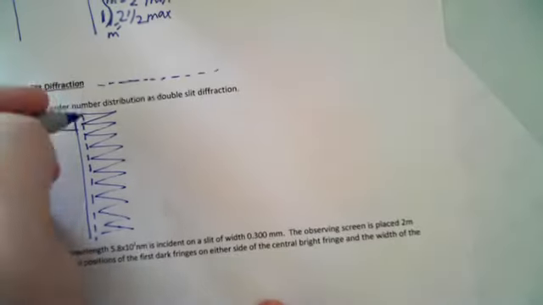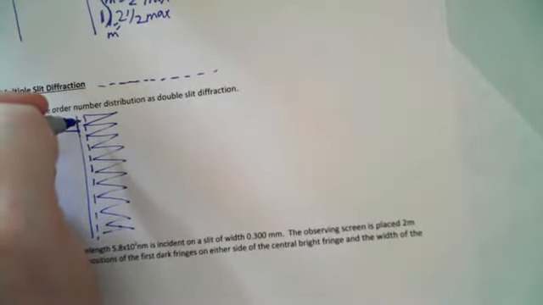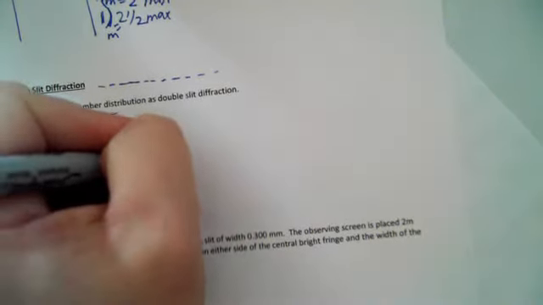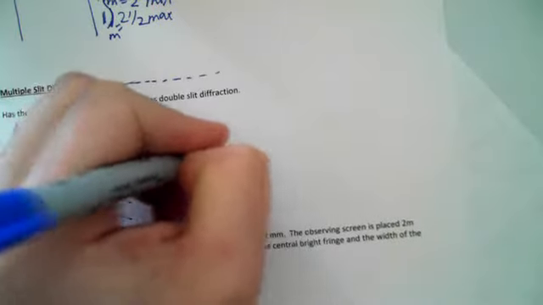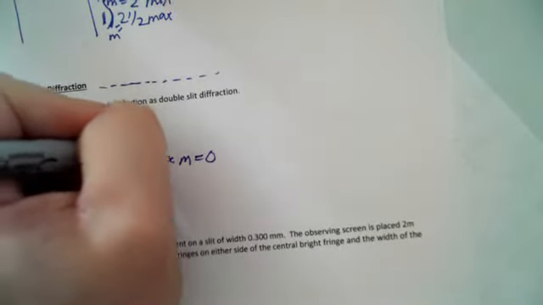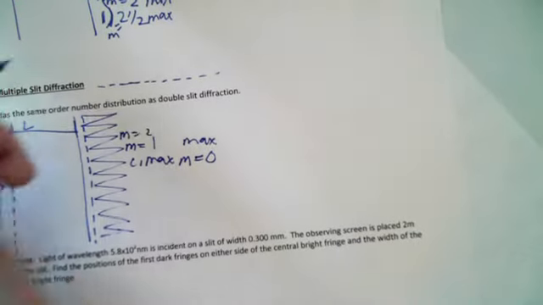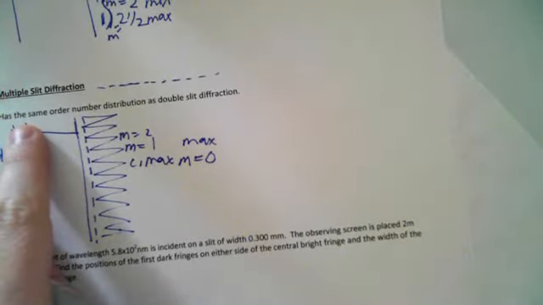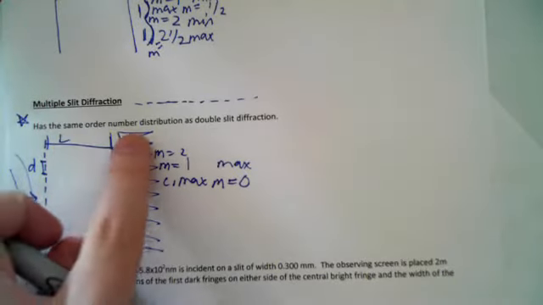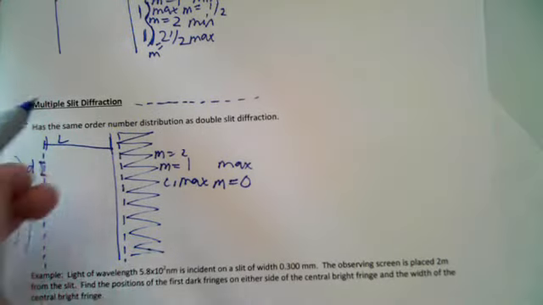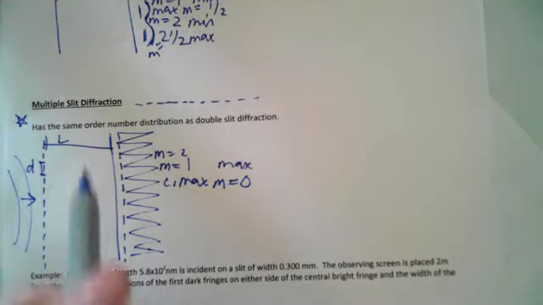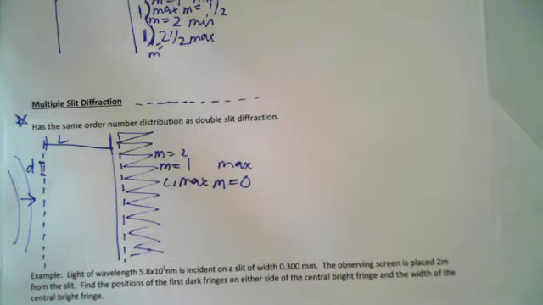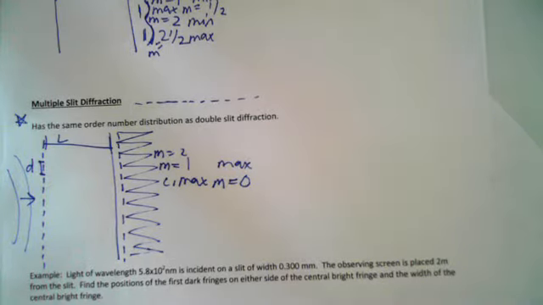Basically each spike corresponds to an area of constructive interference. Central max, once again, is m equal to 0. The first order bright fringe is the max, m equal to 1, m equal to 2. So, note, multiple slit diffraction has the same order number distribution as double slit. So multiple slit and double slit are the same. Single slit's the one that's a little bit different. Okay? All right, let's do an example.